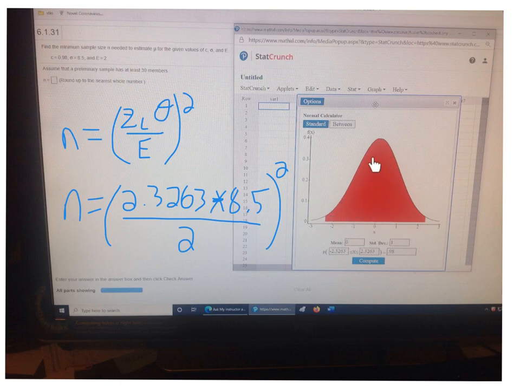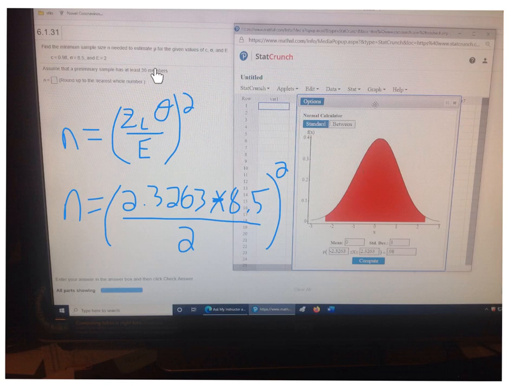This area in here is 0.98. That's what they're giving you, and you want this value, z sub c, over here. And so you just leave those at 0 and 1 since it's the standard normal. You put in 0.98 here and hit Compute. And it's this number right here that you want. That's the number, 2.3263. It goes right there.